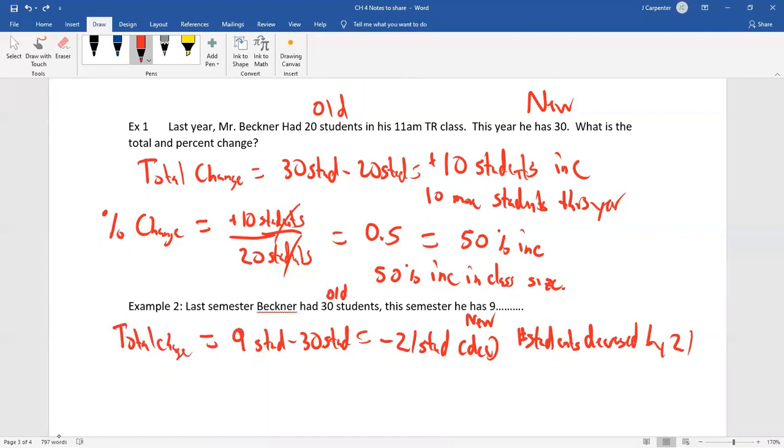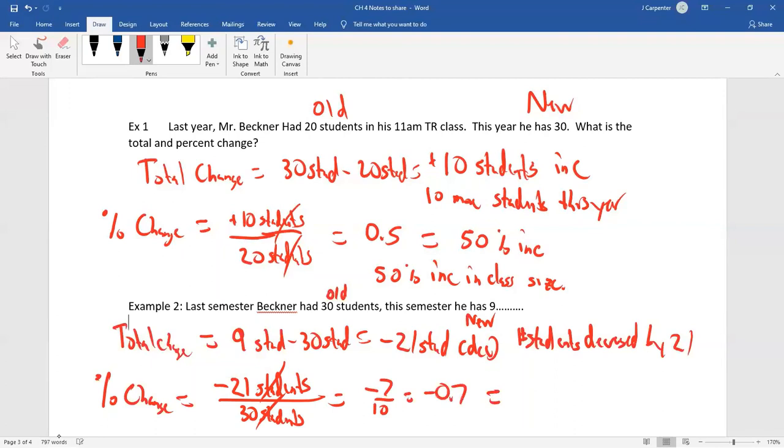So is 21 students a big drop, a little drop? I don't know unless I think about this in terms of the original population. So let's look at this as a percent change. That's where we take the total change that we just got of negative 21 students, and we're scaling it, or dividing it, by the original, which was 30 students. The students will cancel in terms of units. 21 divided by 30 as a fraction reduces to 7/10, so that's negative 7 over 10, which would be negative 0.7 as a decimal, which is negative 70% as a percentage. So that's a 70% decrease in class size. Number of students, however you want to say it.